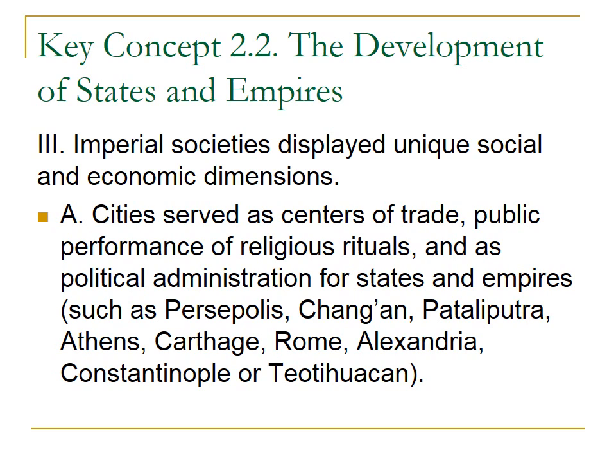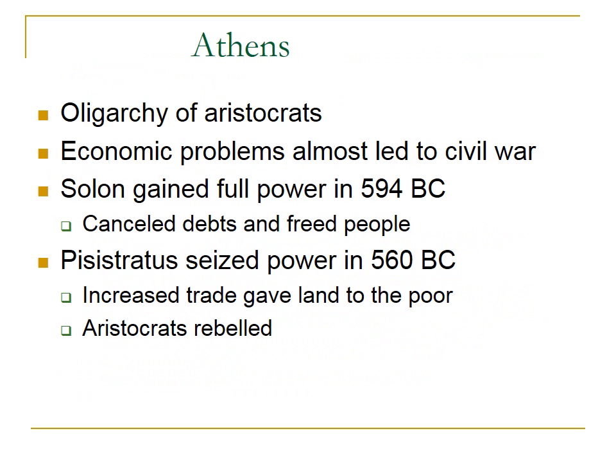So we're looking at cities, specific cities that imperial societies displayed unique social and economic dimensions, and we're going to be talking about specifically Athens and Alexandria. We've already talked about Carthage, and we will talk about these other cities with each of the different empires as we go. So talking about Athens, it started out as an oligarchy, which means ruled by the few. So a bunch of aristocrats got together. However, when there was an economic depression, the aristocrats started infighting, and you end up with a civil war.